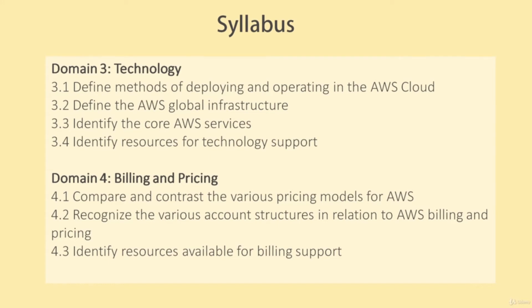We will be deploying different applications like S3 for storage, compute with EC2, Elastic Compute Cloud, and more. Then we will be able to define the AWS Global Infrastructure and the core AWS services that are part of most applications and resultant solutions. Then we have the resources for technological support, like question raising, ticket raising, and the documentation and different parts that you get. Then the fourth and final section is billing and pricing.